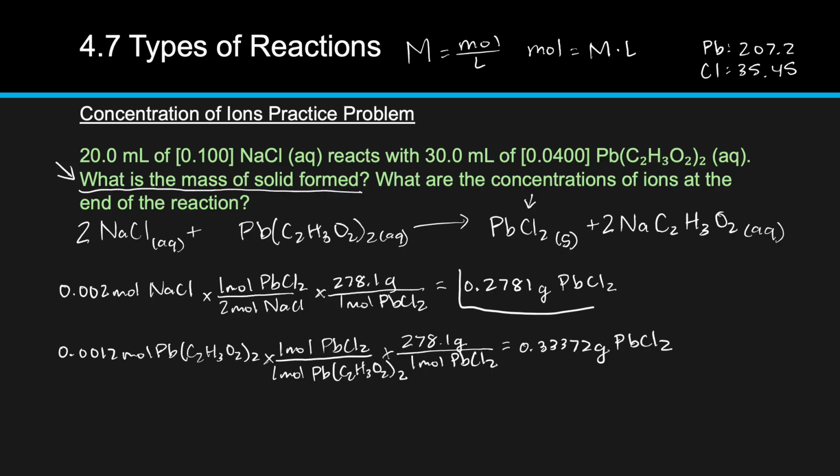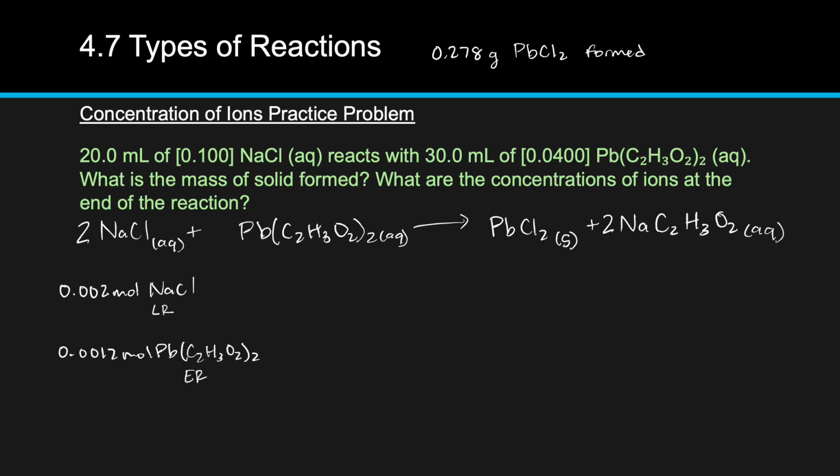So this is the actual answer to this first question, what is the mass of the solid formed? Which means we know that NaCl is going to be our limiting reactant, and PbC2H3O22 is going to be our excess reactant. But the answer to the first question was what I circled there, and then looking at sig figs, we have 3 sig figs, 3 sig figs, 3 sig figs, and 3 sig figs. So our answer needs to be 3 sig figs, so we're going to erase that one. So our final answer for that first question is 0.278 grams of PbCl2.